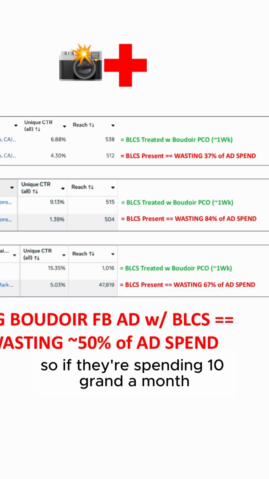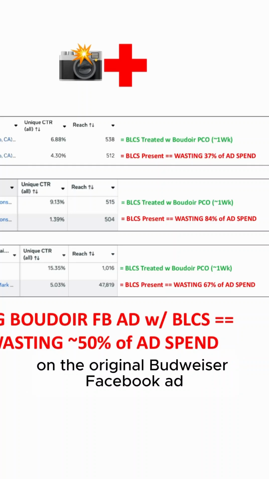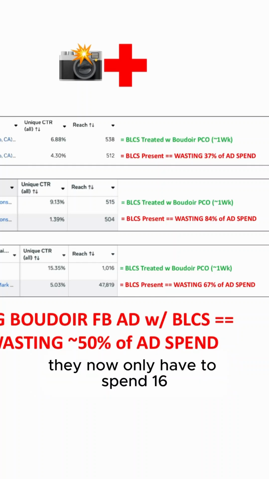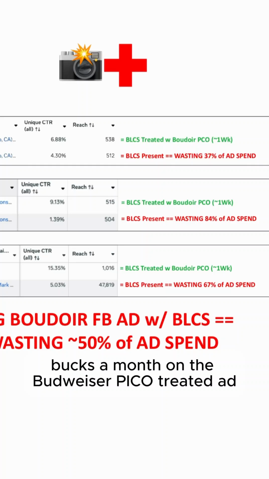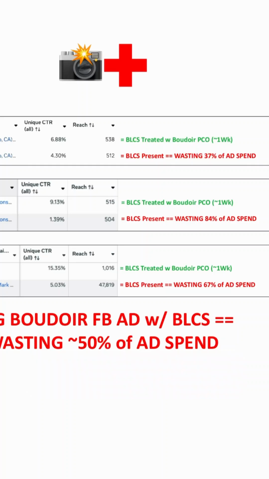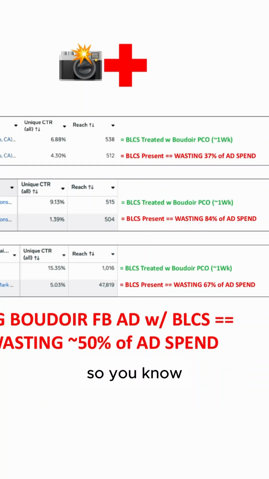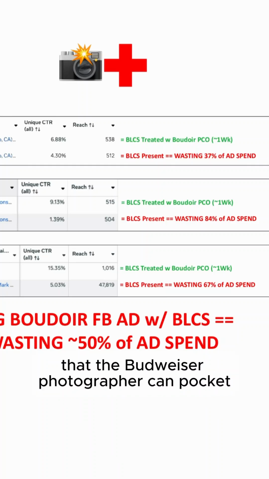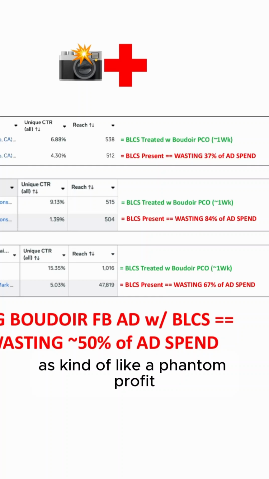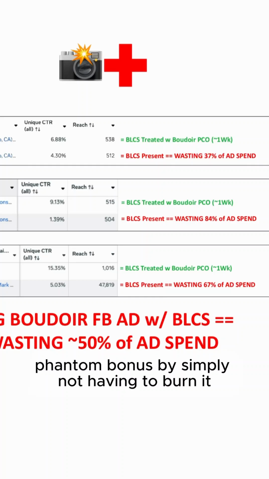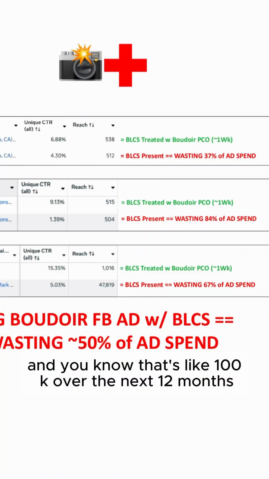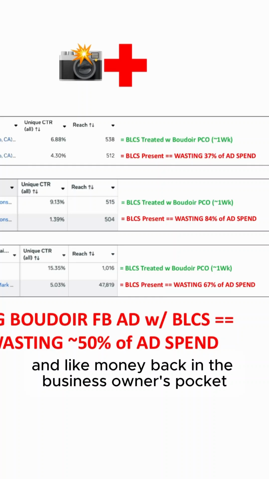So if they're spending 10 grand a month on the original boudoir Facebook ad, they now only have to spend $1,600 a month on the boudoir Pico treated ad to get the ad into the same number of women's brains. So, massive efficiency here. It's $8,400 a month, literally, that the boudoir photographer can pocket as kind of like a phantom profit, phantom bonus by simply not having to burn it. And that's like 100K over the next 12 months in money back in the business owner's pocket.